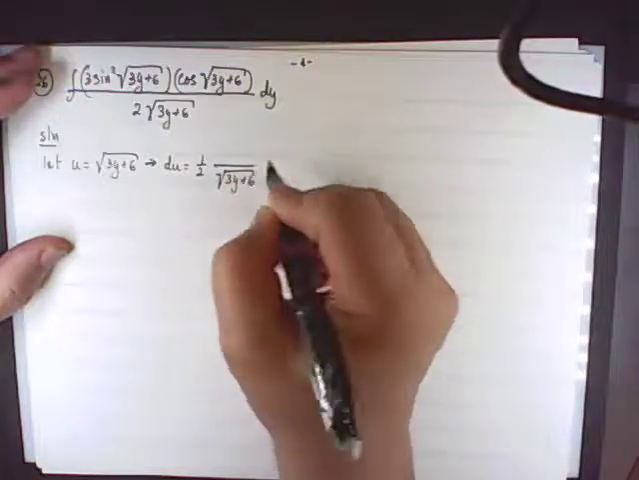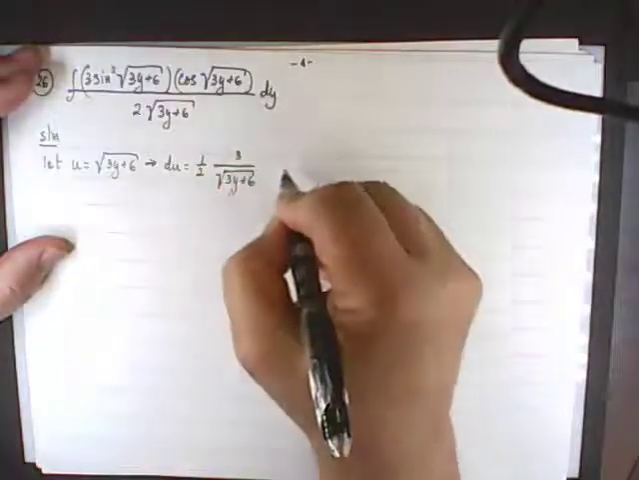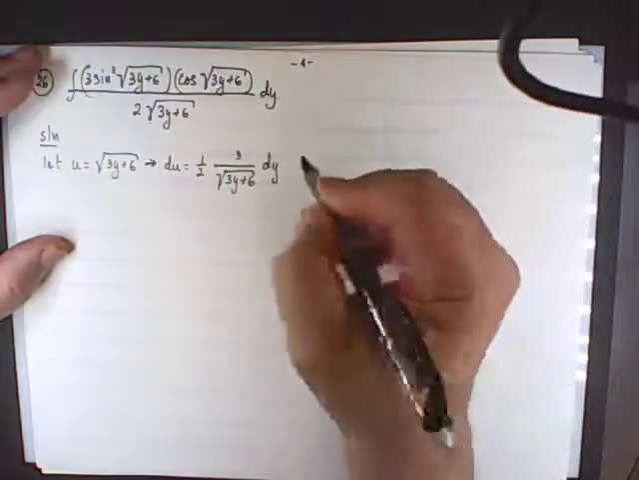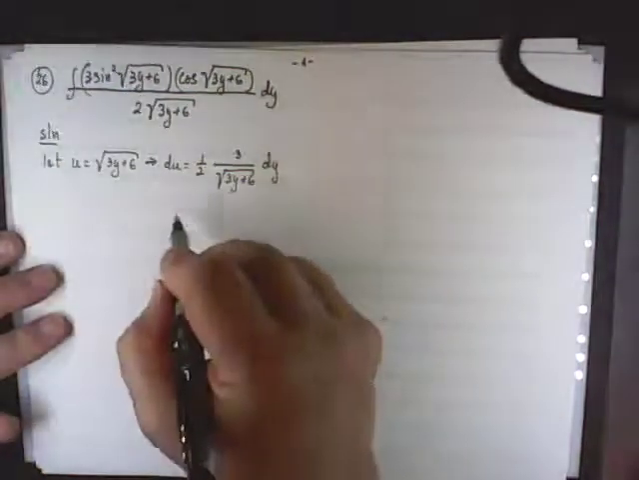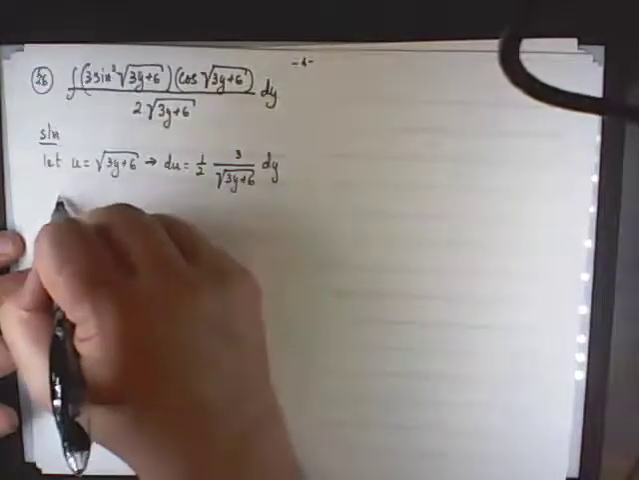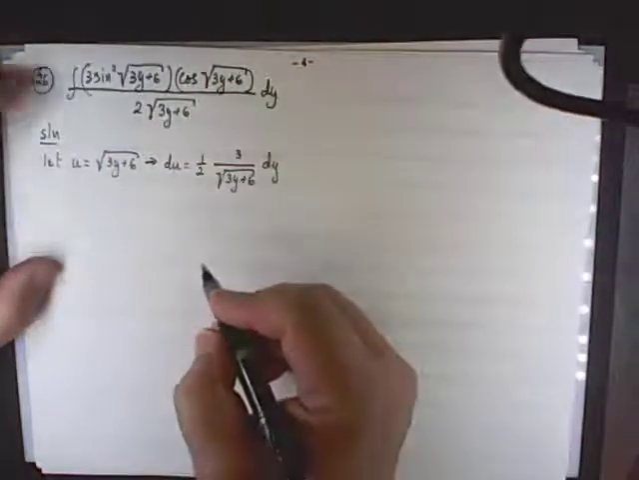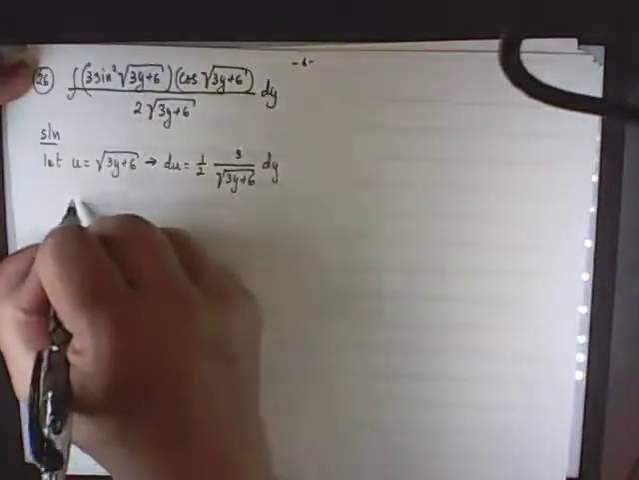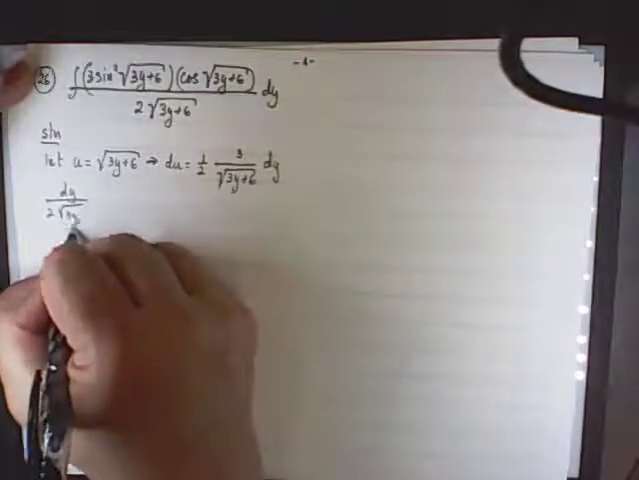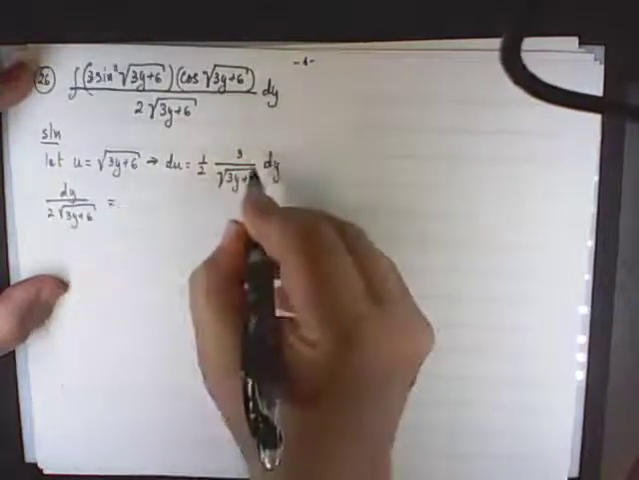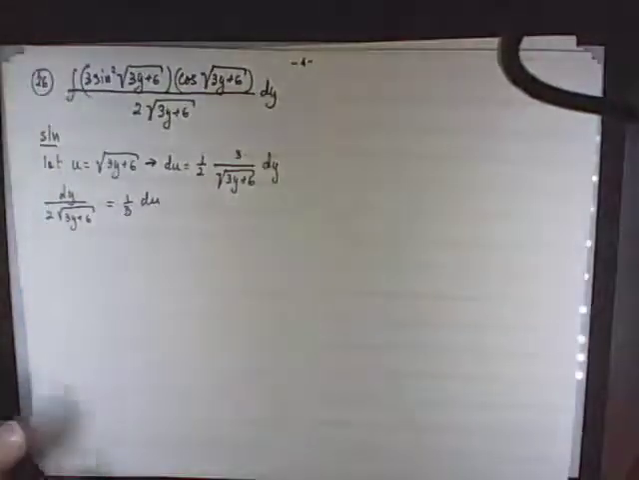Guys, I'm starting, don't stop. And then the derivative of 3y plus 6 is 3, and this will be dy. So if we look at it this way, actually it's pretty cool, because we want to have dy divided by 2 square root. So dy divided by 2 square root equals, this is du, so it will be 1/3 du. Hallelujah, that's pretty cool stuff.